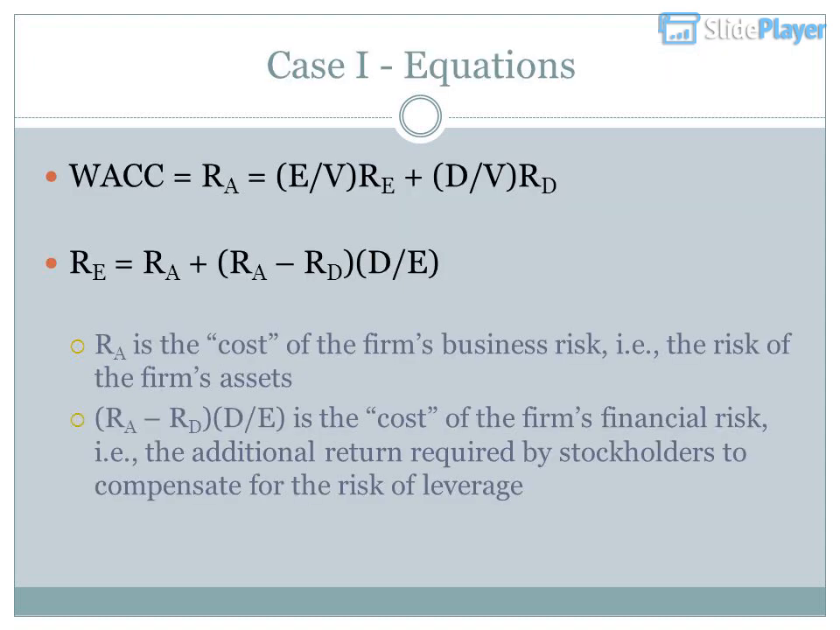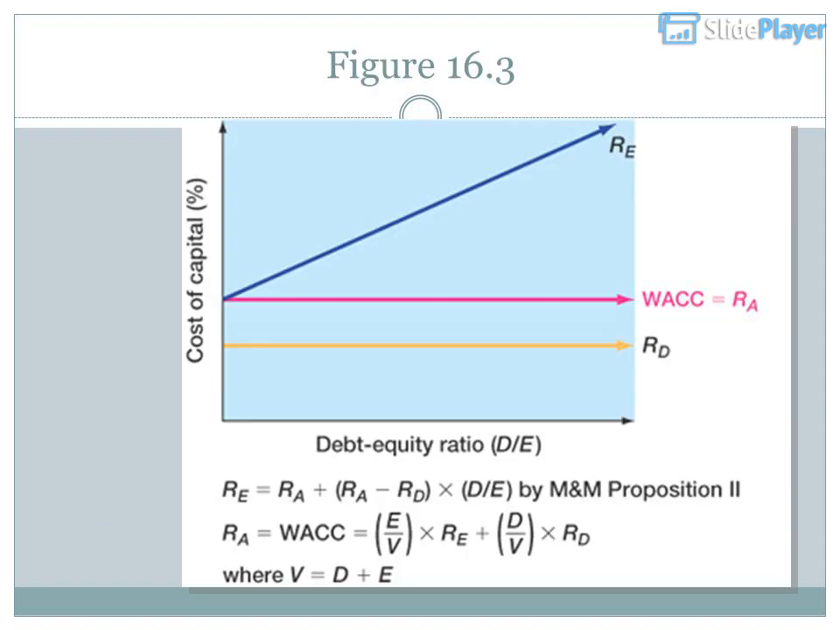Case I. Equations: WACC equals RA equals E/V RE plus D/V RD. RE equals RA plus (RA minus RD) D/E. RA is the cost of the firm's business risk, i.e., the risk of the firm's assets. (RA minus RD) D/E is the cost of the firm's financial risk, i.e., the additional return required by stockholders to compensate for the risk of leverage. Figure 16.3.